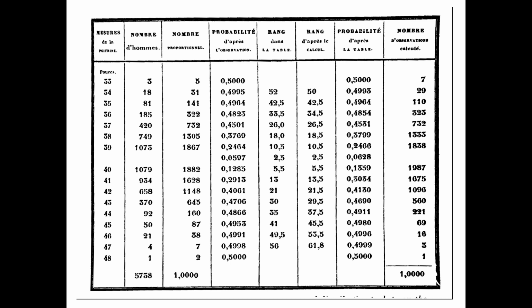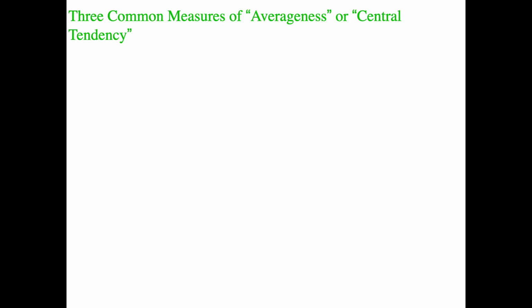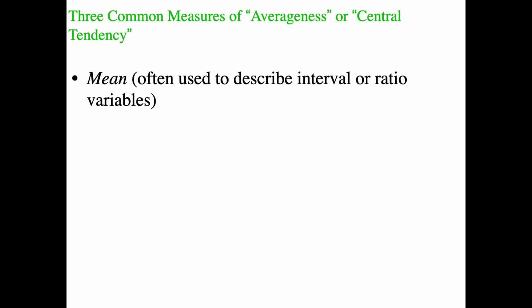So it's an idea we've had around for a few centuries now that we can talk about this kind of average or typical person. We have actually three common measures of averageness or central tendency. The one that's most often used, and the one you were probably taught back in primary school, is sometimes called the average, but we'll technically call it here in statistics the mean. And the mean is often used when you have interval or ratio variables. So if you're using a scale of measurement that's interval or ratio, it's appropriate to use the mean.